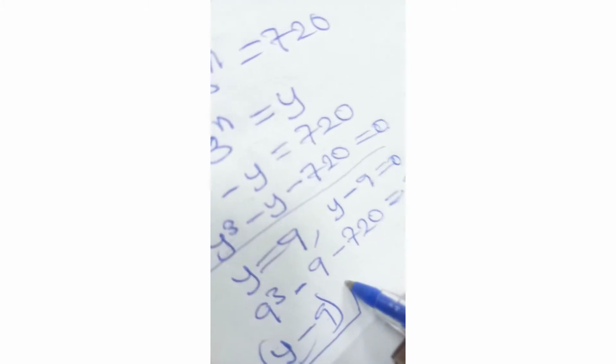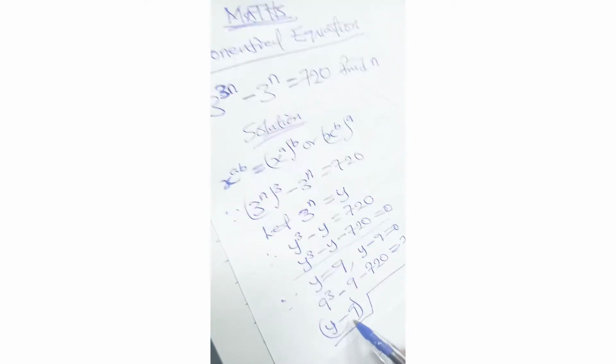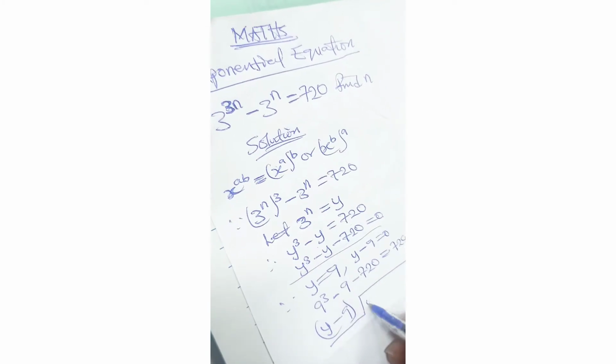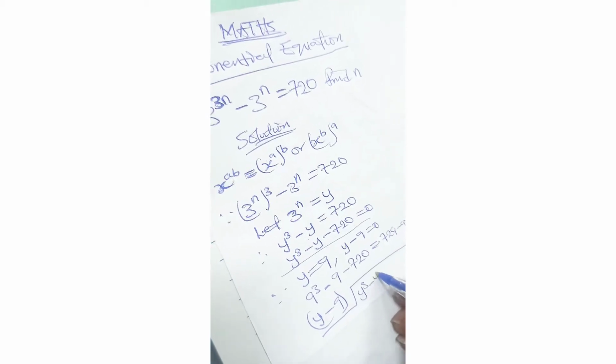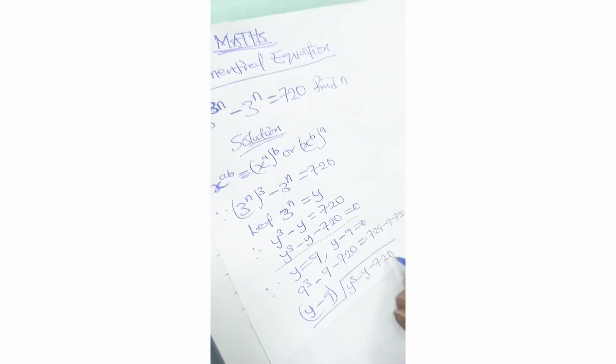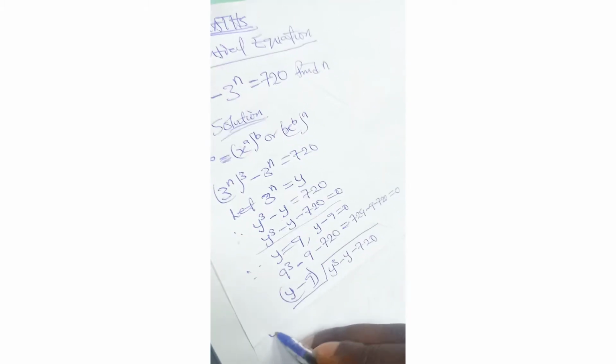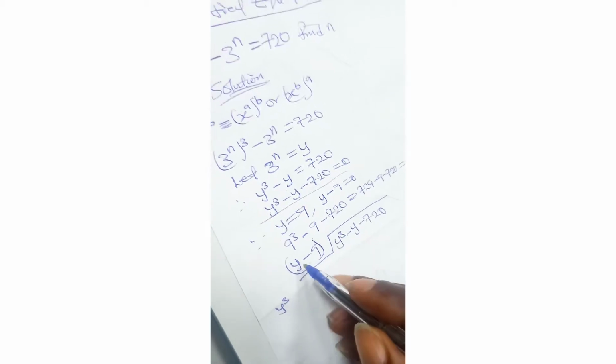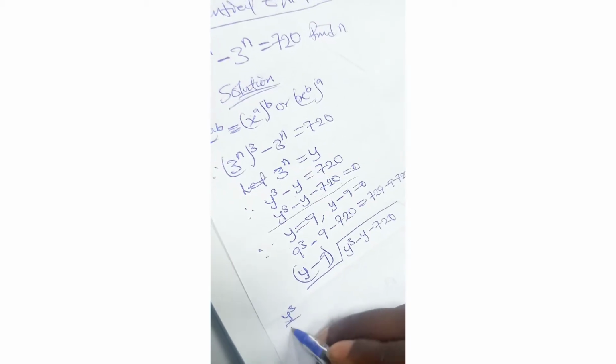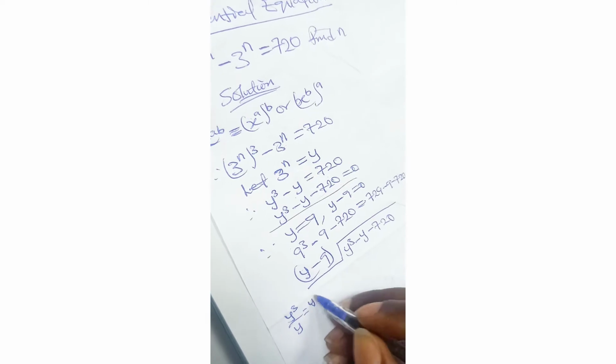Using the long division, we are going to place this here and put this equation here, 720. Now, if you look at this, y raised to power 3, this one first, divided by this y, you are going to have y raised to power 2.